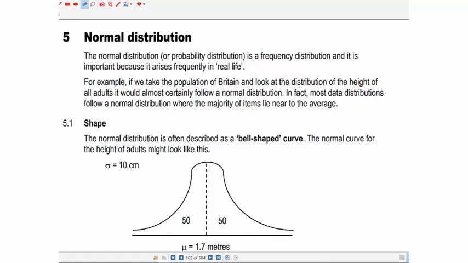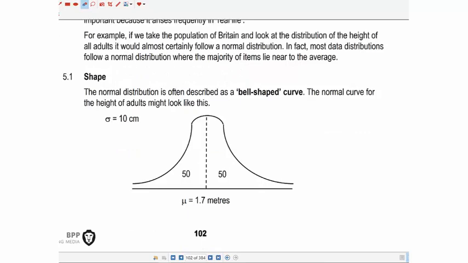So when we look at a data distribution, if the majority of items lie near to the average, we say that that data follows a normal distribution. If we apply that to the height of adults in the UK, if we recorded the height of all adults in the UK and we also recorded the average height of an adult in the UK, we would see that the majority of adults will be near to that average height or mean, and therefore show that it follows a normal distribution. A normal distribution is often described as a bell-shaped curve, and that's what we're going to look at next.